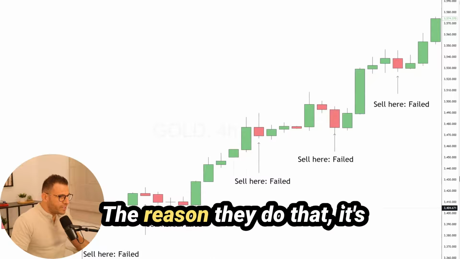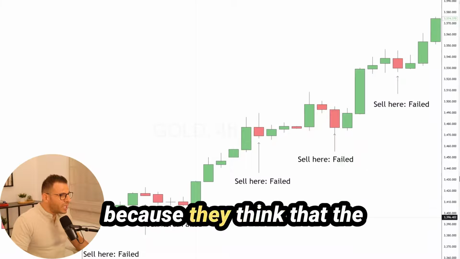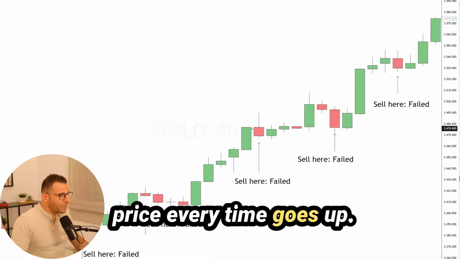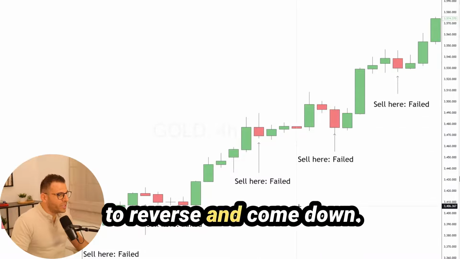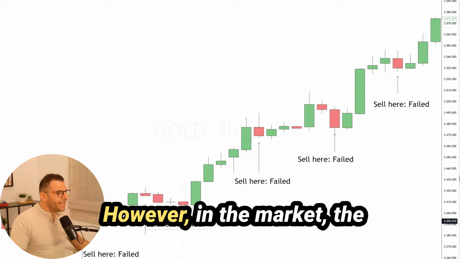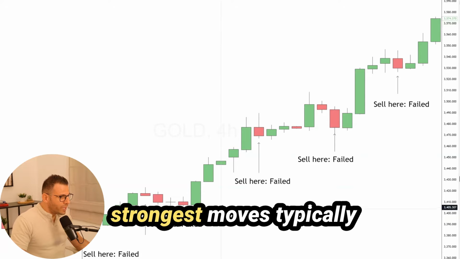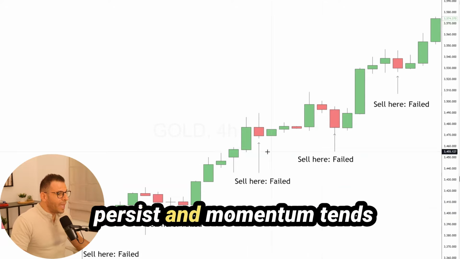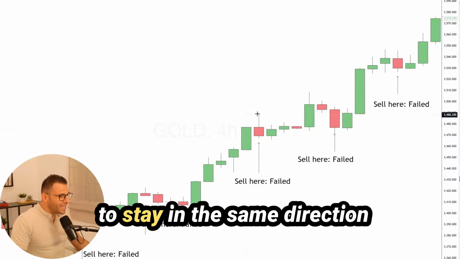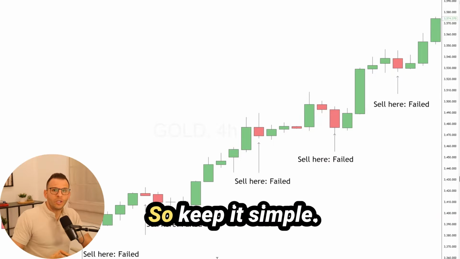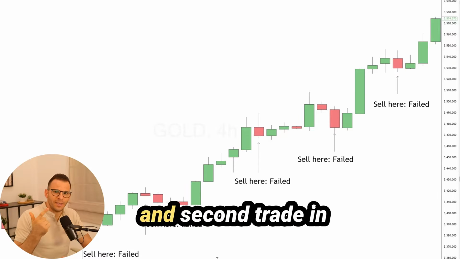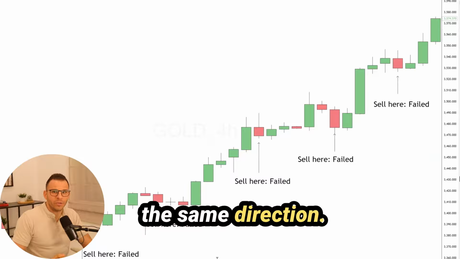The reason they do that is because they think that every time the price goes up, it went far away and it has to reverse and come down. However, in the market, the strongest moves typically persist and momentum tends to stay in the same direction until something big changes. So, keep it simple. First, identify the trend, and second, trade in the same direction.